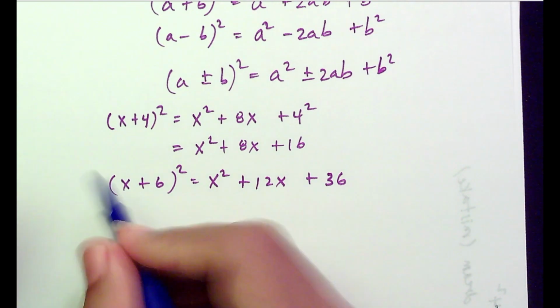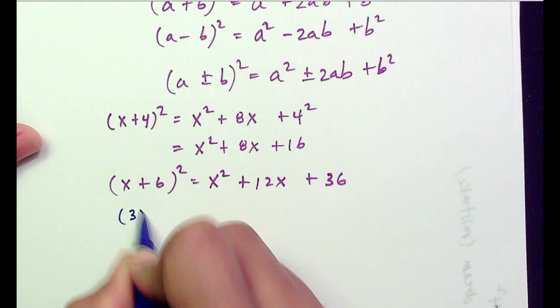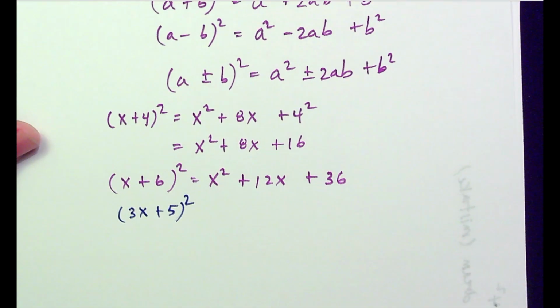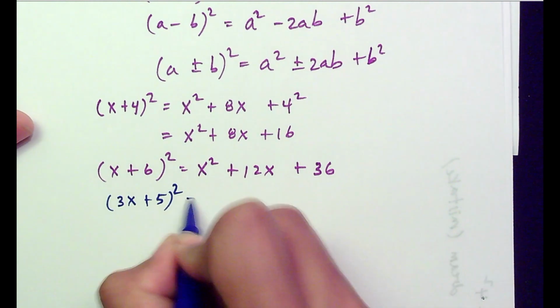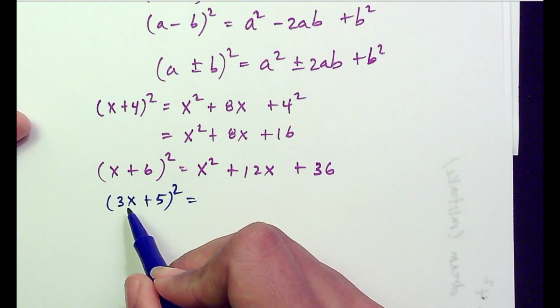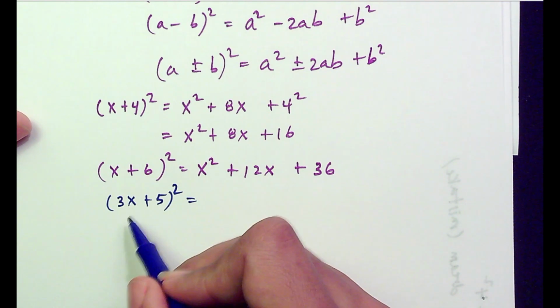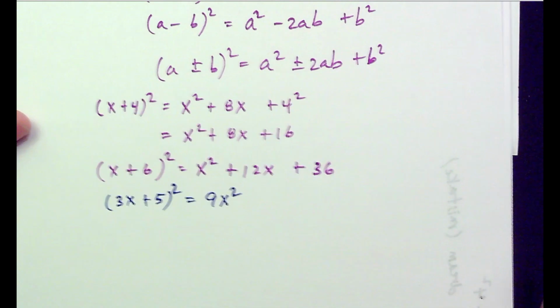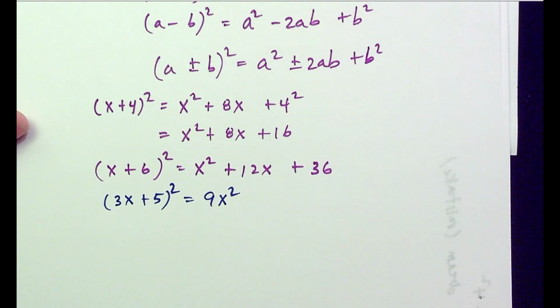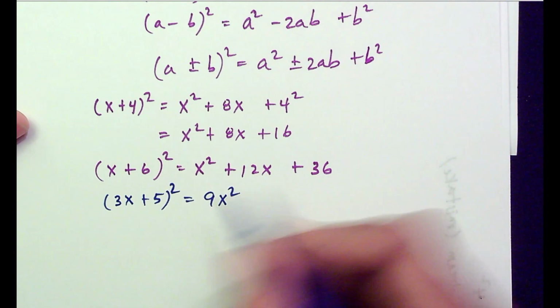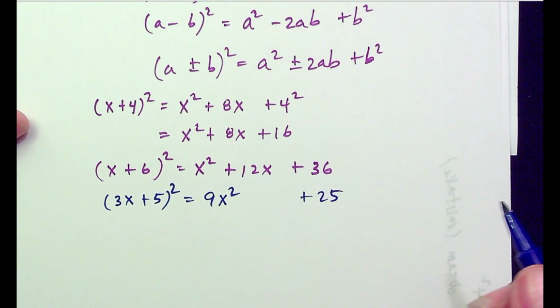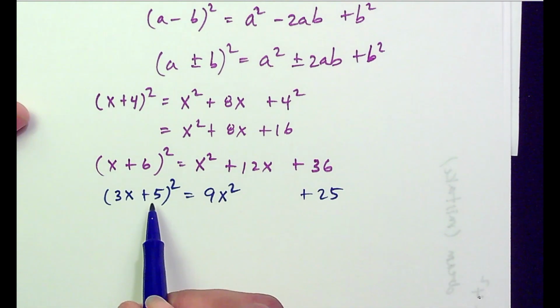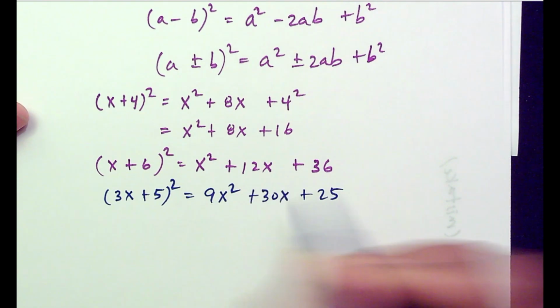And one more. Let's say I'm going to multiply 3x plus 5 by itself. Square it. 3x plus 5 squared. Okay, you're going to square the first one. Square 3x. When you square 3x, that would be 9x squared. Square the second one, 25. 5 squared is 25. And then there's a term in the middle, which is multiply these two. So 3x times 5, that's 15x. And 15x doubled, or times 2, is 30x. So plus 30x. And that's it.